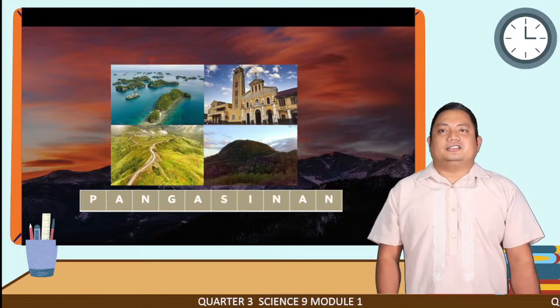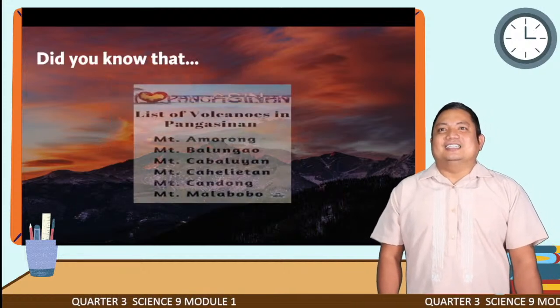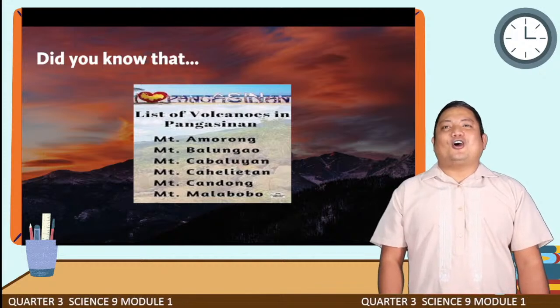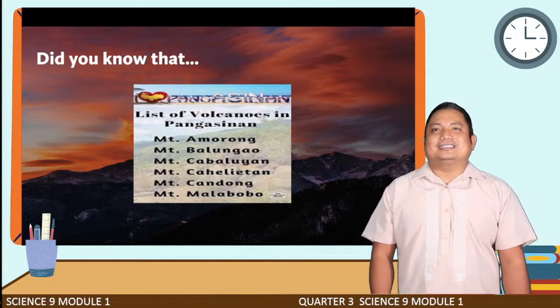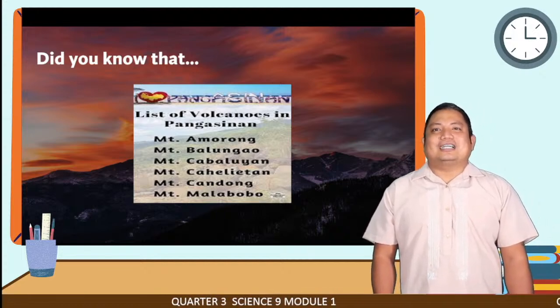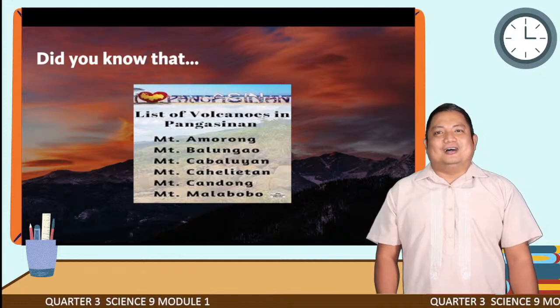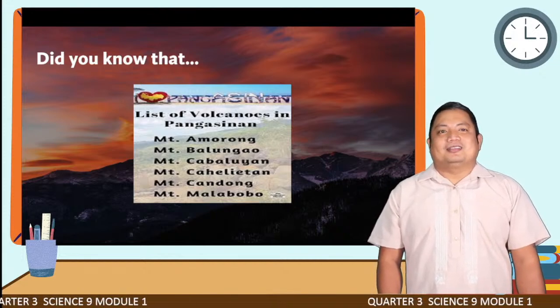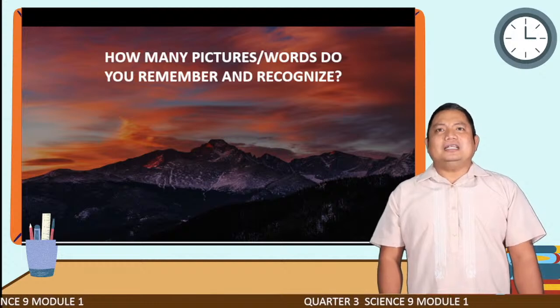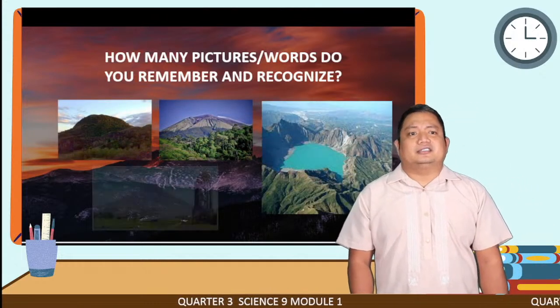What is your answer? Very good, it is Pangasinan. Did you know that there are also volcanoes here in Pangasinan, like Mount Amurong, Mount Balungaw, Mount Kabaluyan, Mount Kahilitan, Mount Kandong, and Mount Malabobo? So, how many pictures or words do you remember and recognize?